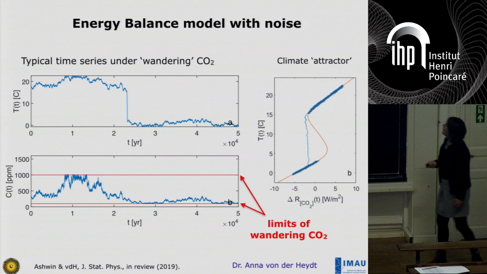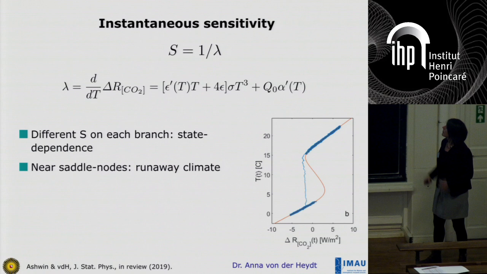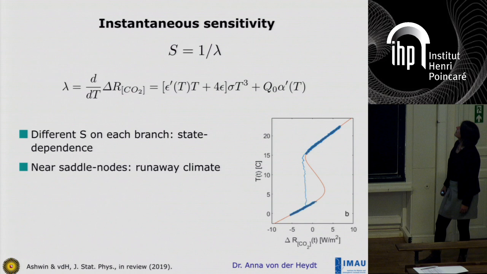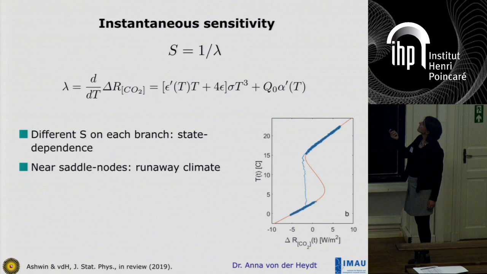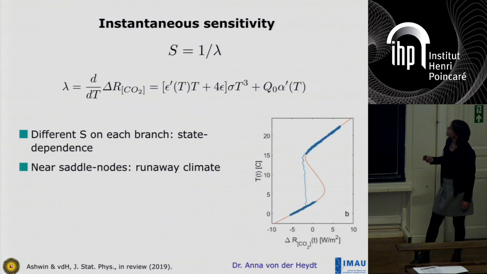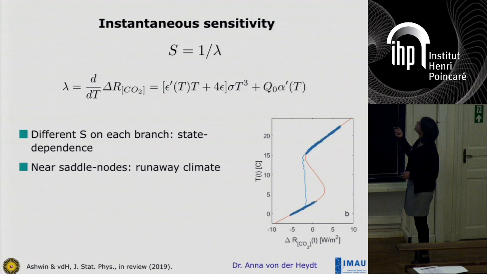Now we can use this simple model, or this very long time series of the attractor, to estimate the different types of sensitivity. So first, let's look at the instantaneous sensitivity. We know that because we know the equation of the model. That's simply given by the derivatives of the emissivity and the derivatives of the albedo state. Because of these emissivity changes, you get different slopes on the two branches. And because of the albedo change, you actually get these two branches, because you have a variation of albedo in between.